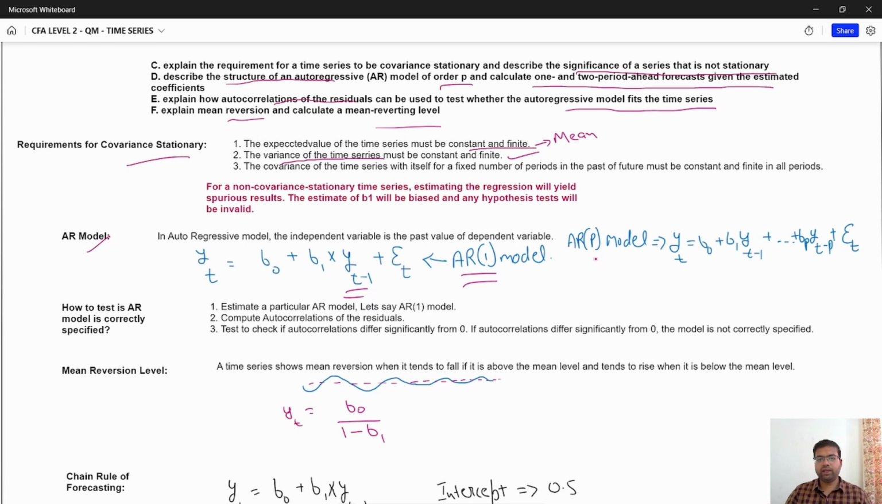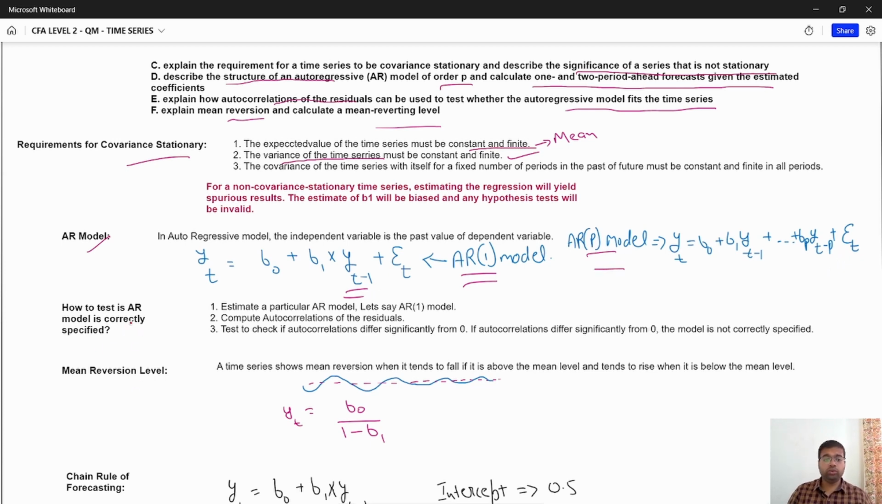Now to define an ARP model, we need to take the previous p values as lag variables. Yt is equal to b0 plus b1 times yt minus 1, and similarly up to bp times yt minus p, plus epsilon t. So this is an ARP model.